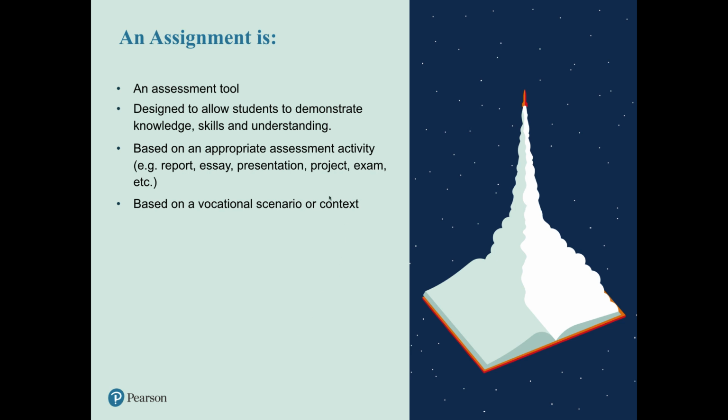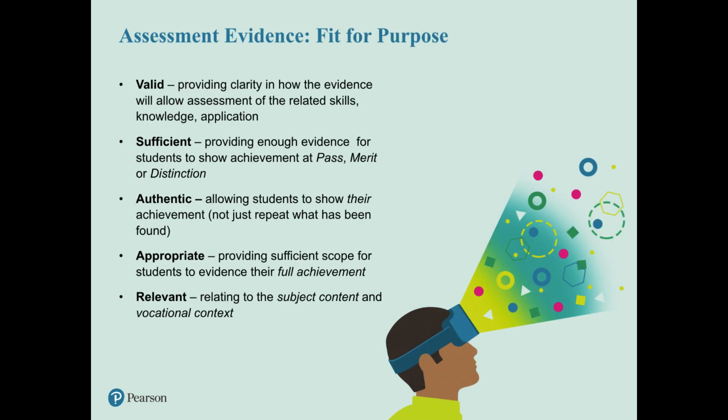And we're very proactive now about basing that on a vocational scenario or context. As a vocational qualification, we want students to constantly be engaging with the fact that this is a professionally related qualification. When we think about assessment evidence, we have to make sure that it allows certain things. It must be valid, it must provide clarity in how the evidence will relate to the knowledge and skills, and how that can be assessed. It has to provide sufficient evidence for the student to show achievement at pass, merit, or distinction.